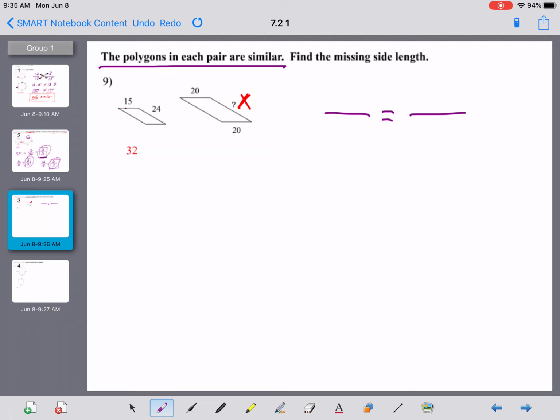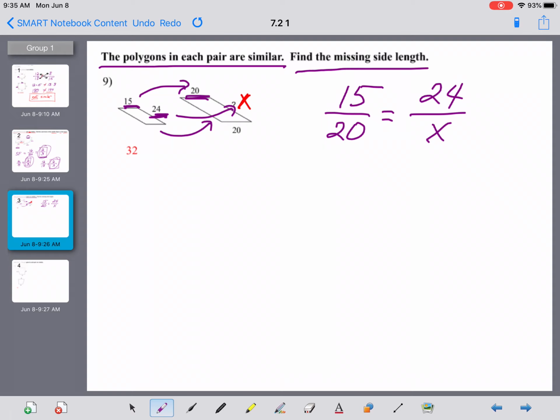Let's start with the 15, which is the top of the smaller figure, and ask yourself, what side in the larger figure on the right does the 15 correspond to? Well, if I look at the two side lengths of 15 and 24, obviously 15 is the shorter side. So we want to use the shorter side over here, which certainly appears to be 20. So our first ratio of corresponding sides is 15 to 20. That equals, now we're going to go to the longer side of the smaller figure, which is 24, and the 24 corresponds to this x over here on the right-hand side. And x is what we're looking for in order to find the missing side length.